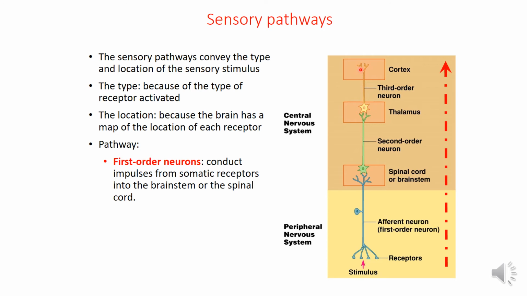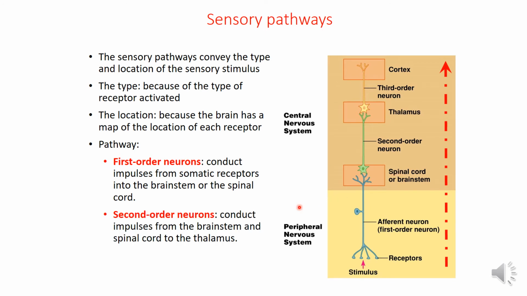It is formed from three order neurons. First order neuron conducts impulses from the somatic receptors into the brainstem or the spinal cord. The first order neuron is the sensory neuron that carries the information either to the spinal cord or to the brainstem. Second order neuron conducts the impulses from the brainstem or the spinal cord to the thalamus. So the second order neuron terminates where? In the thalamus.